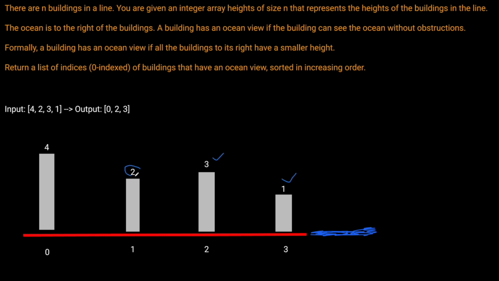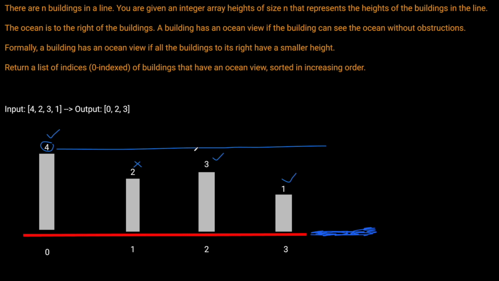But now we get to this 2. This 2 obviously doesn't have an ocean view because its height is blocked by this 3. So that means that this 2 here does not have an ocean view. And this 4 does have an ocean view because it can see over all the other buildings, meaning it can see the ocean. So that's our result. And as we can see, this matches up with what we expect because the indices corresponding to 4, 3, and 1 is 0, 2, and 3, which is what we expect out of the answer.